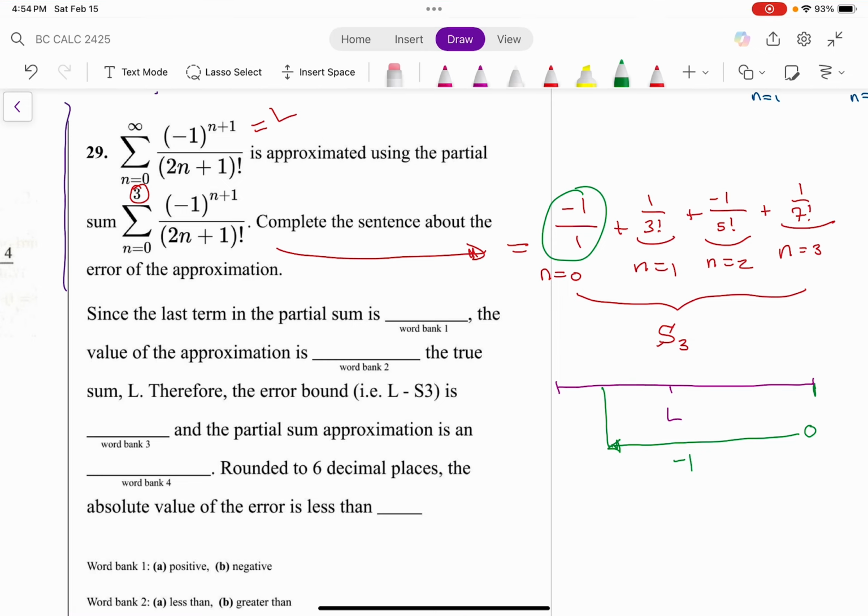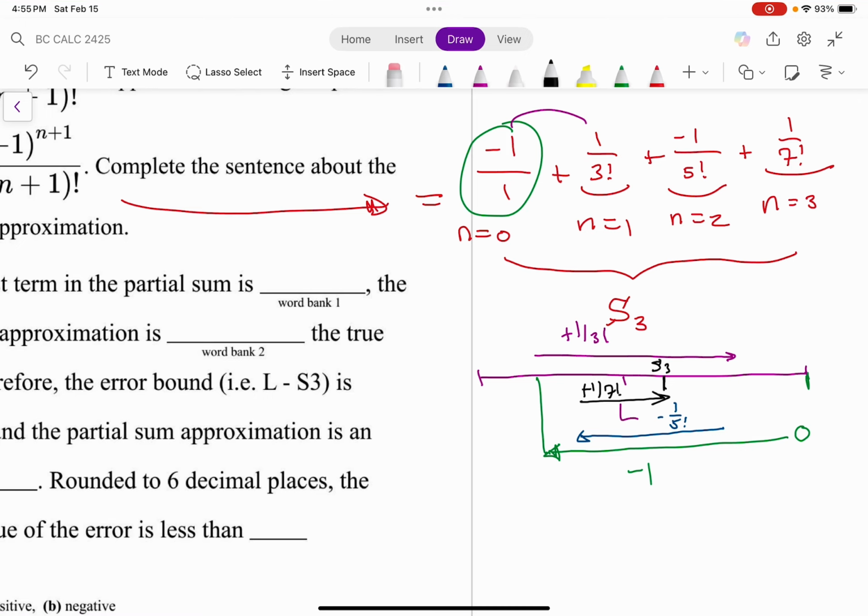So this would be that first term. Now I'm going to add the next term to the partial sum, so that should shoot me a little bit over. That would be plus 1 over 3 factorial, and then from here I minus again, minus 1 over 5 factorial. Okay, and then lastly I'm going to add 1 over 7 factorial, so that would bring me here. So this is where S3 lands.